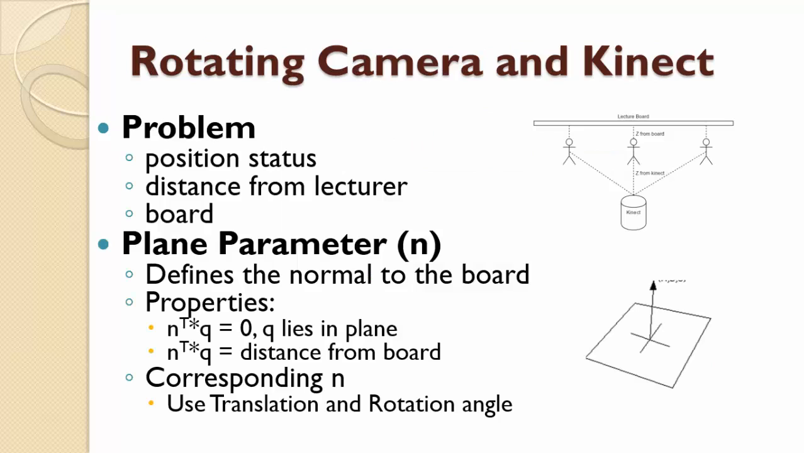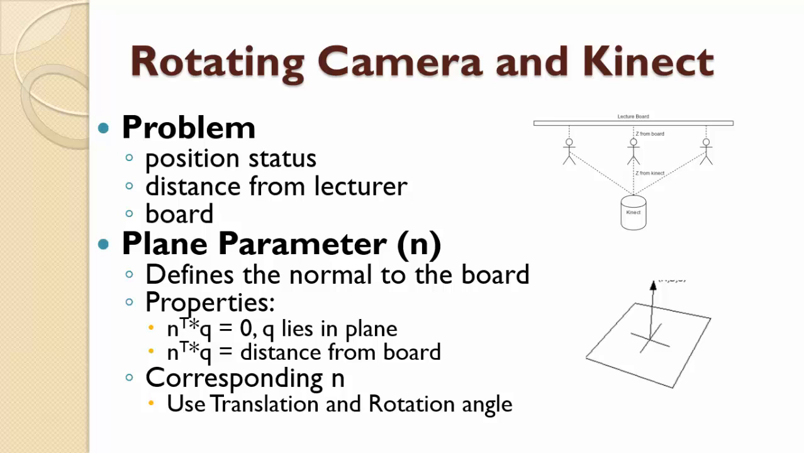In the future, when we finally implement the rotation of the camera in Kinect, it turns out that keeping track of things such as the position status, distance of the lecturer, and the board becomes a problem. Consider this scenario. There are 3 different positions. The Z distance from Kinect, you notice, changes for those 3 positions. Well, we know it should not.